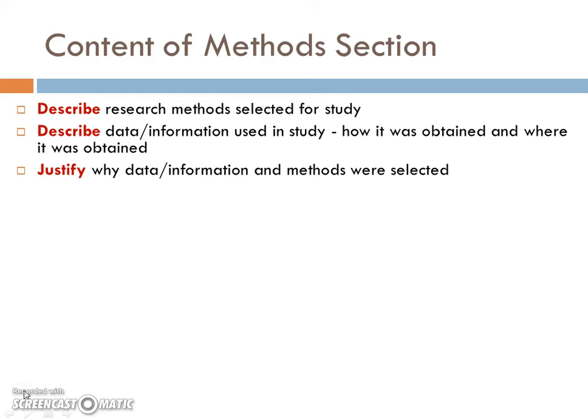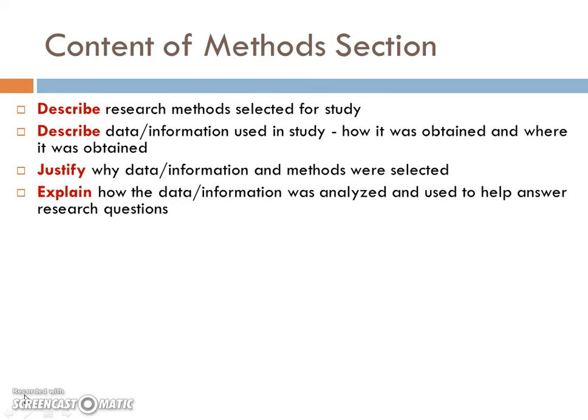Remember, the methods section is where the validity of the research is judged. If you can't justify why you chose to use certain data or why you chose to use a certain method, then this will affect the validity of your research. You should state with confidence the reasons behind selecting your methods and data. And finally, you should explain how the data was analyzed and used to help answer research questions.